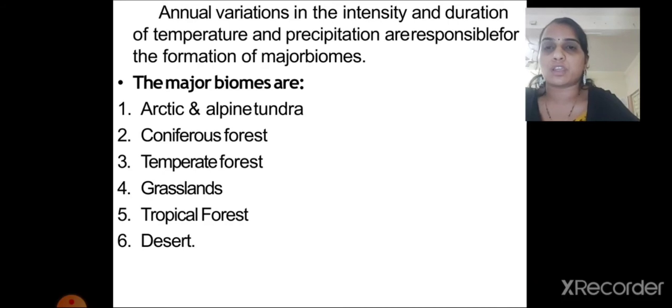intensity of the temperature, and all this temperature and precipitation are responsible for the formation of major biomes, meaning how is the environment of that area, how is the climatic condition, favorable or unfavorable. Based on that, the number of living organisms found in that area would vary, and so they are responsible for forming the biome of that area.